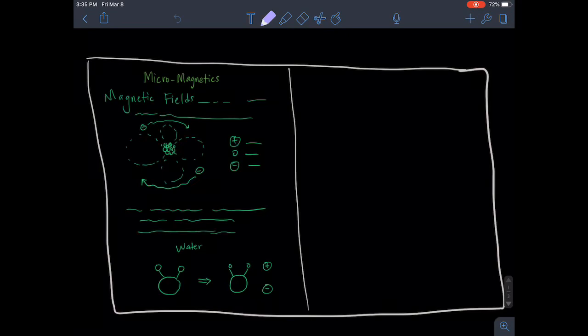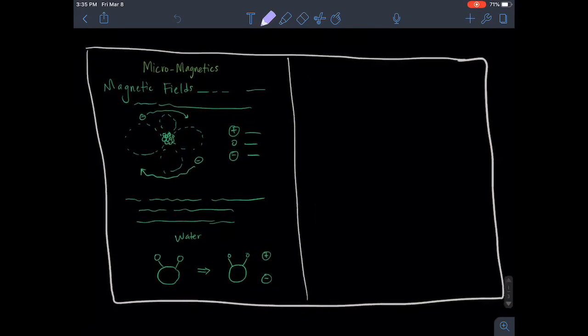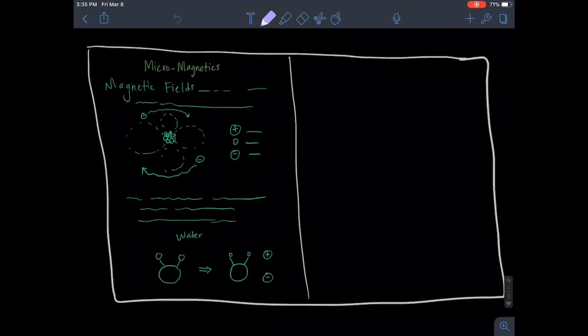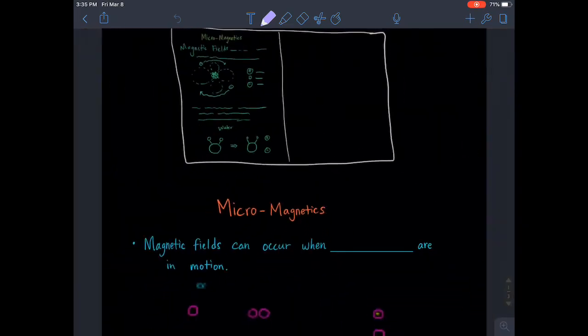This time, we're going to zoom in and look at how that atomic structure that we talked about before can create these magnetic fields. So let's title this one Micromagnetics. And you can kind of see the structure here. We're going to look at an atom and see how the electrons flying around that atom create a magnetic field. And then we're going to look at a water molecule and see what it means when we say that water is a polar molecule. Okay, let's jump in.